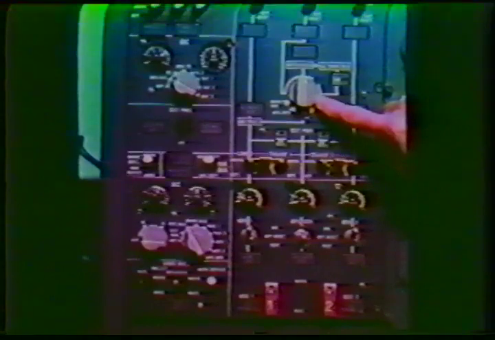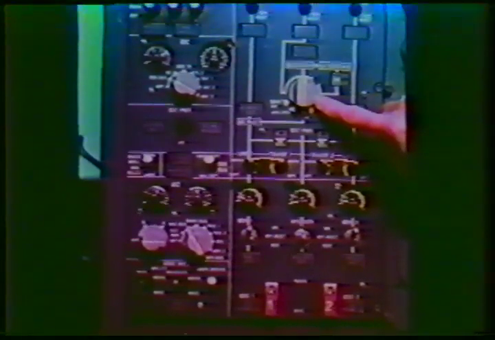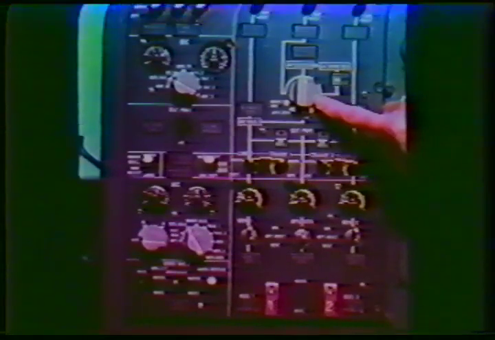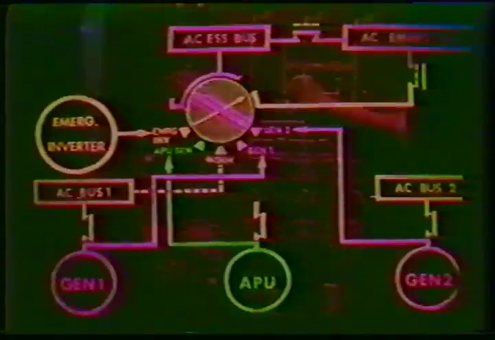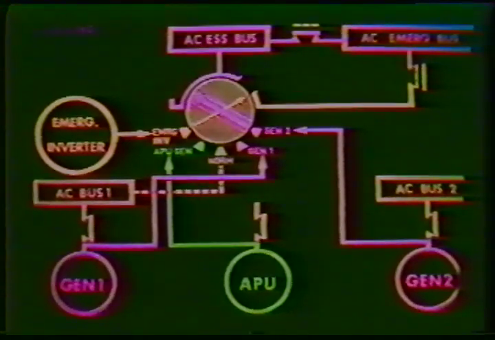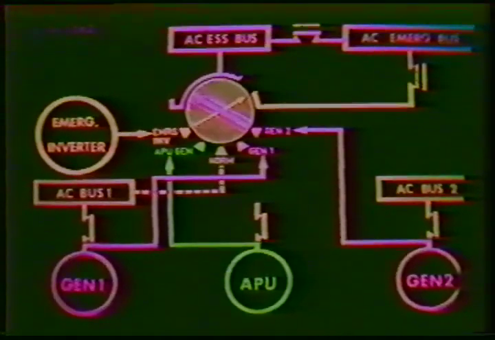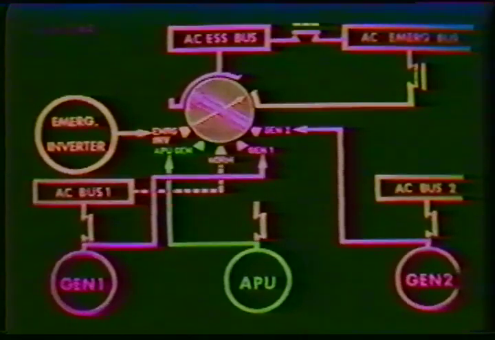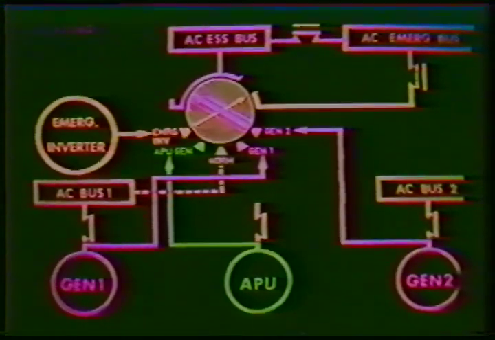This rotary selector also permits several different selections of power to the AC essential bus to be made if the need arises. By turning the rotary selector to the APU generator, generator 1 or generator 2 positions, power is taken directly from the output of these positions and applied to the AC essential and AC emergency buses. The emergency inverter position starts the emergency inverter and applies its output directly to the AC emergency bus. This action also divorces the AC emergency bus from the AC essential bus.